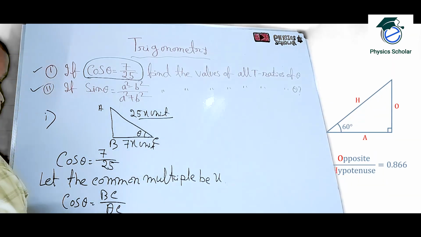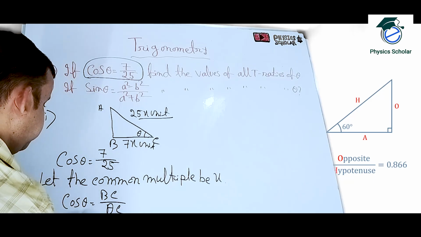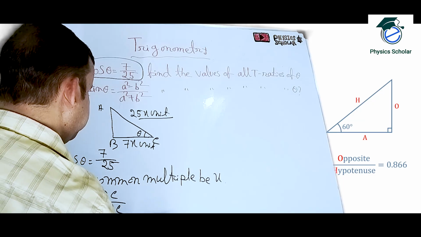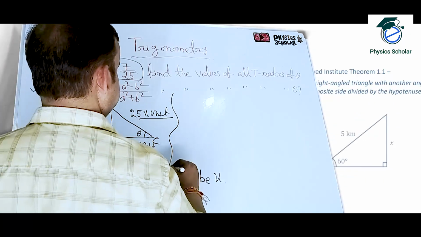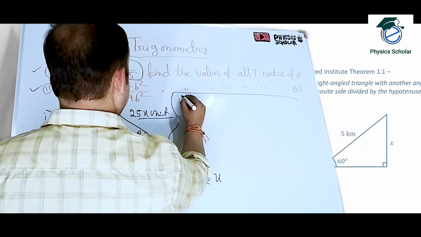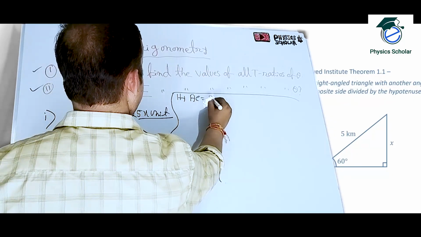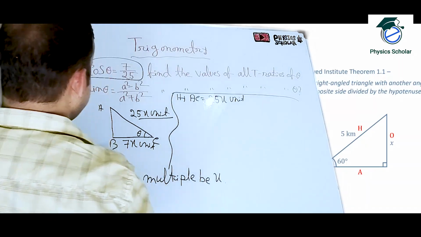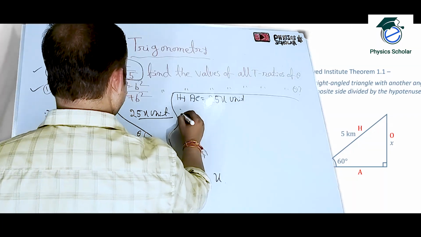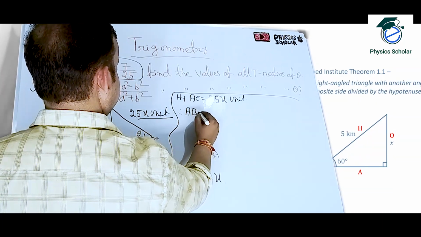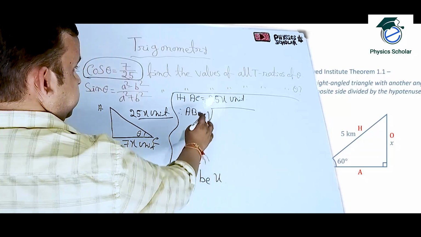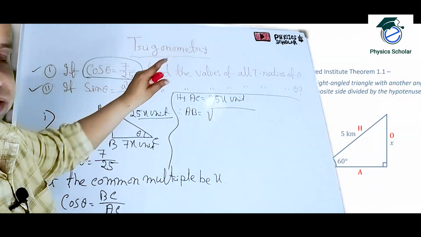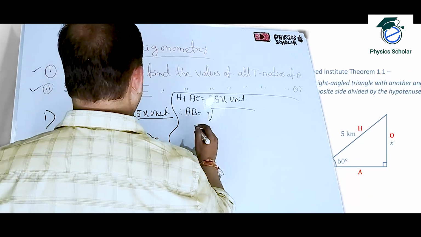Okay. Now, base BC is equal to 7x unit and hypotenuse AC is equal to 25x unit. So the Pythagoras theorem, what do we know? Perpendicular is equal to root over, actually it is plus minus, but as the length cannot be negative, we are omitting the negative.